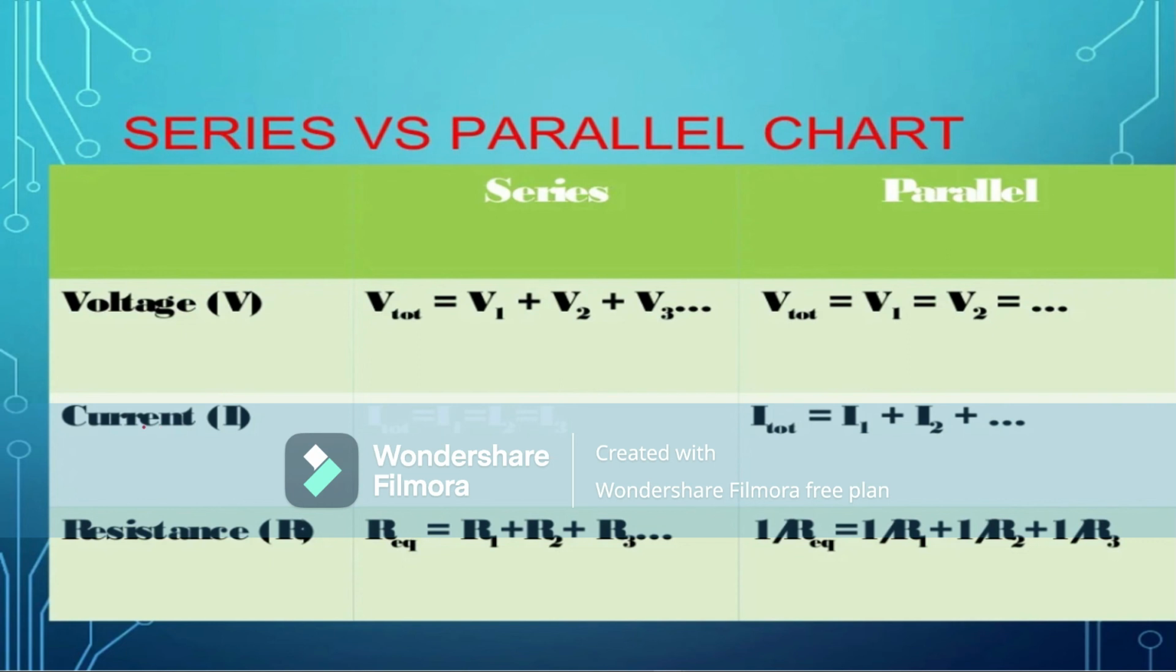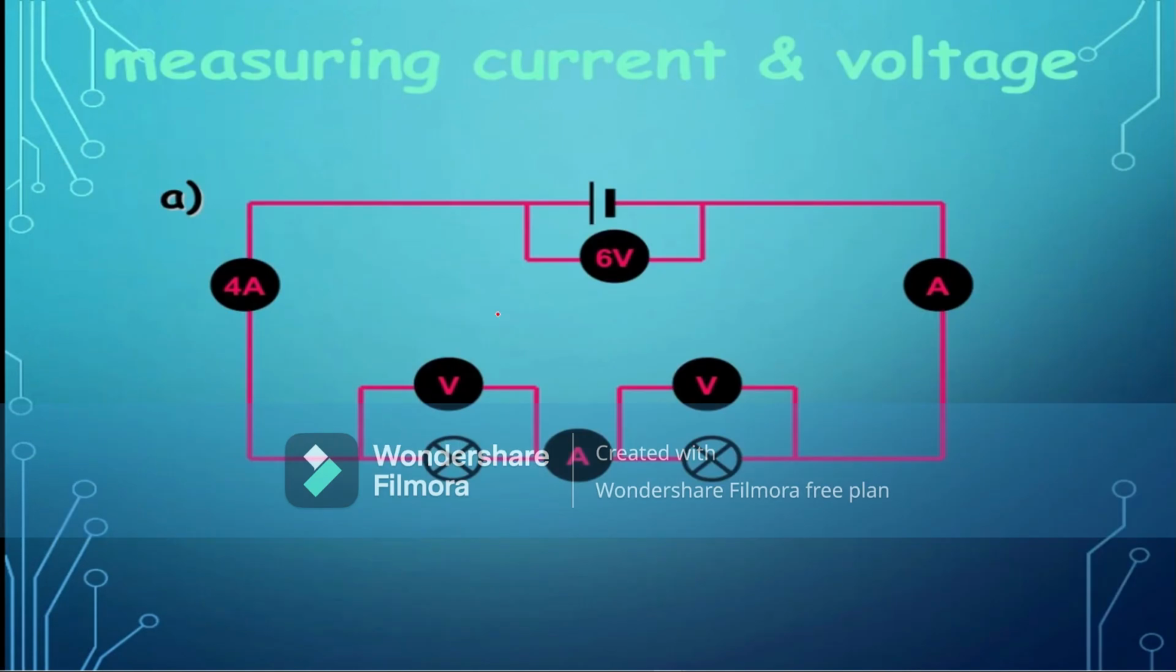In parallel, the voltage: total voltage equals V1 equals V2 equals V3. In current, I total equals I1 plus I2 plus I3. And the resistance, 1 over total R equals 1 over R1 plus 1 over R2 plus 1 over R3 plus 1 over R4.